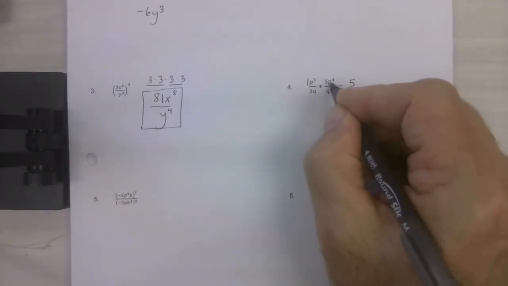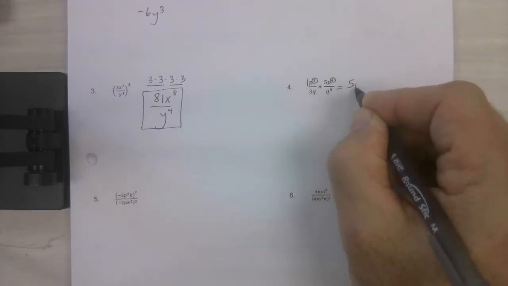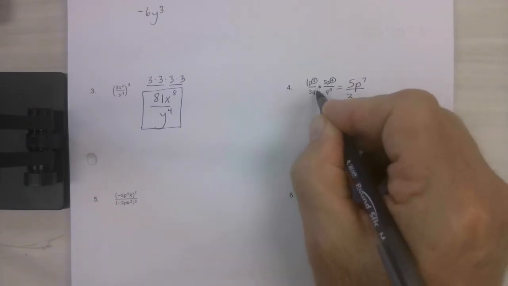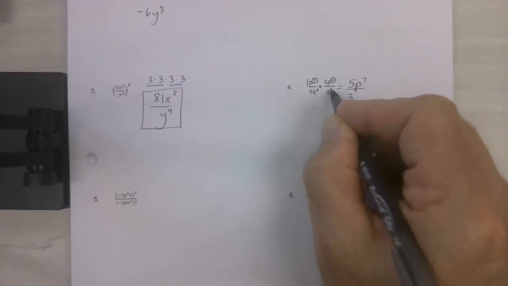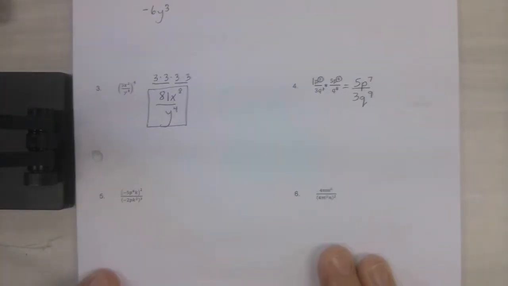is 5. When the bases are the same and you're multiplying, you add these exponents. So it's p to the 7th, and then 3. There's an invisible 1 there, so we add the exponents. 1 and 8 makes 9. Let's go into this one.